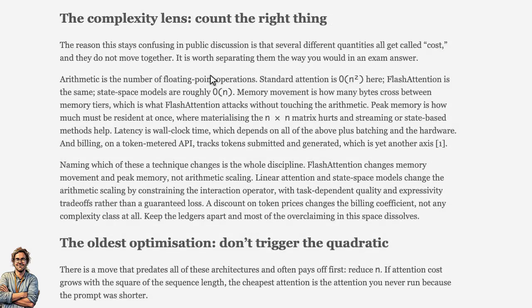Here is the complexity lens that keeps this honest. Several different quantities all get called cost, and they do not move together. Arithmetic, memory movement, peak memory, latency, and on a metered API, the bill. Naming which one a technique changes is the whole discipline. FlashAttention moves memory, not arithmetic scaling. State space models move the arithmetic, a price cut moves only the billing coefficient.